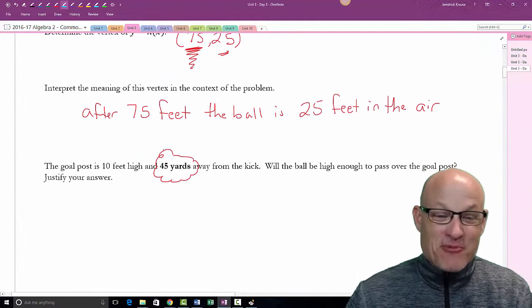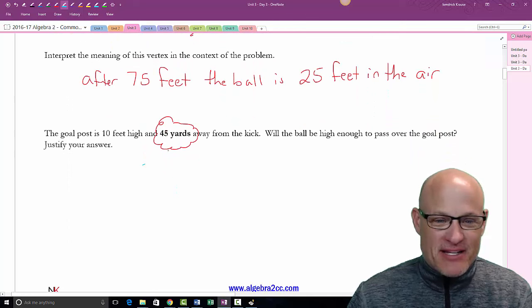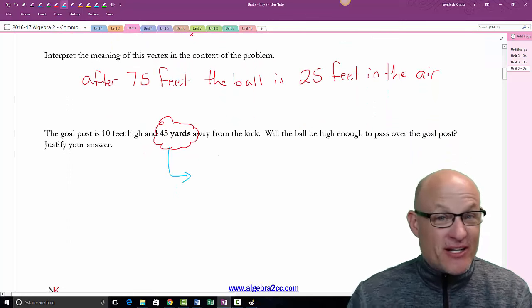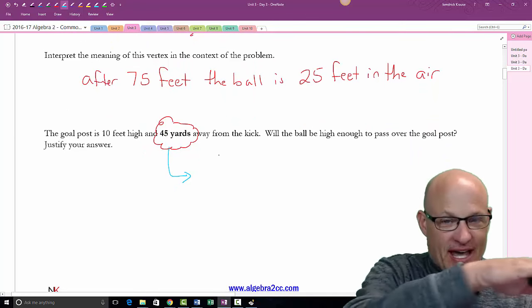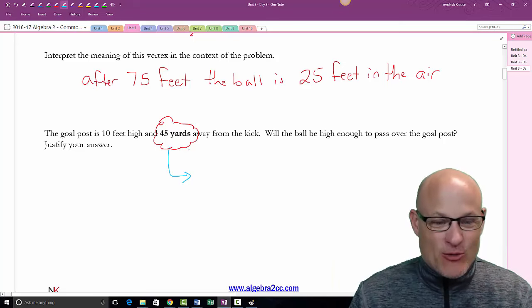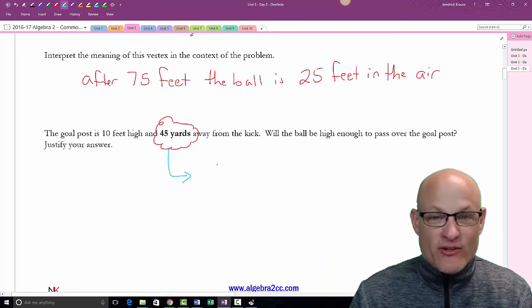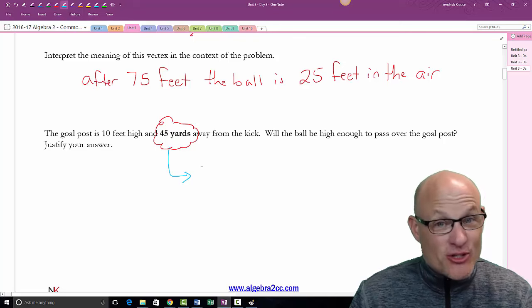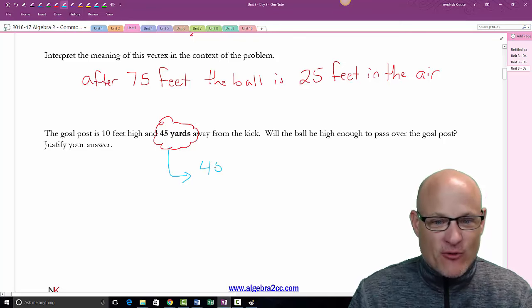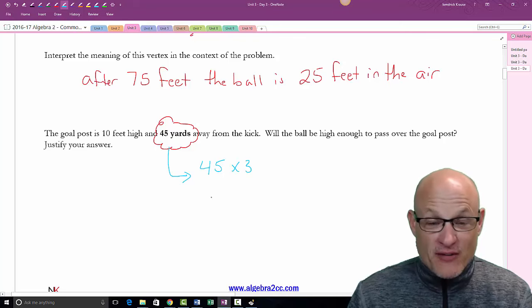All right, kids, just be careful of your units. Remember, this may say 45 yards, but the units on our X scale were not in yards. It was in feet because the original problem was in feet. That's why I took that and put that in bold. You've got to take 45 and multiply by 3. That gives you, and those of you that lift weights know, that's 135, for two plates and a bar, 135 pounds.